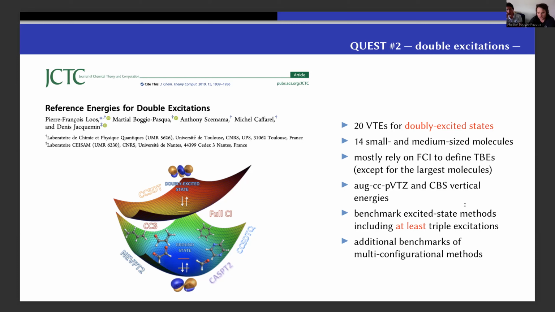Still with large basis sets, we started benchmarking methods with at least triple excitations, because for doubly excited states you cannot rely on something that only has double excitations. So you need at least triples, but even quadruples are better. And we included benchmarking of multi-configurational methods as well.